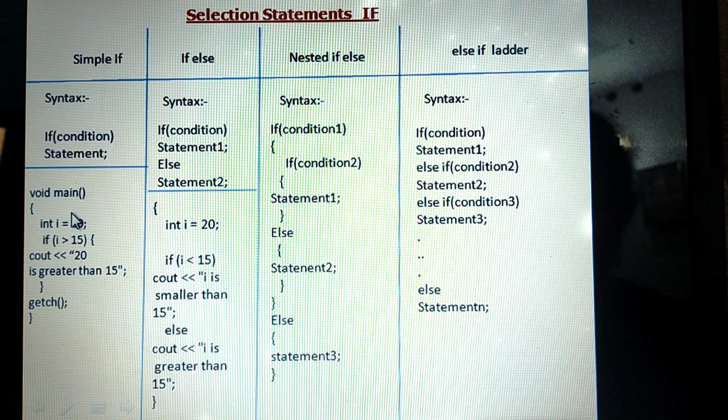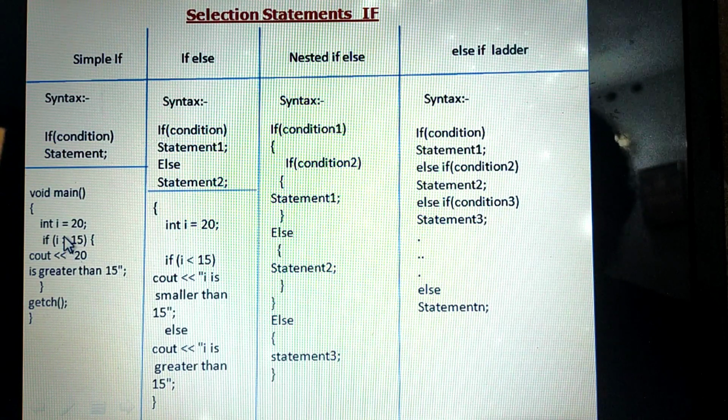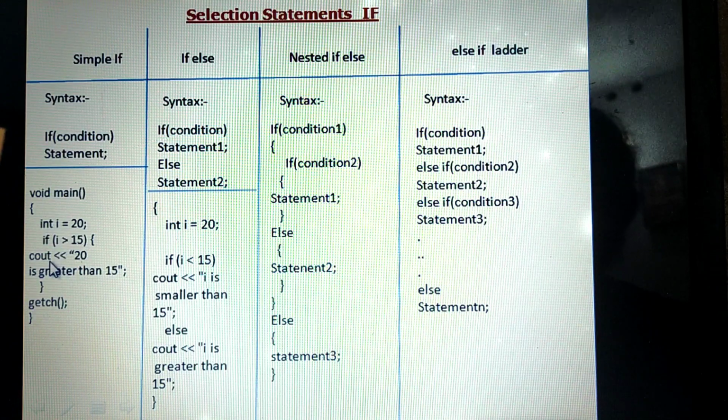Let us discuss an example of the simple if statement. Here we assign the value of i equal to 20. The condition is whether the value of i is greater than 50. In this case, the condition is true if the value of i is greater than 50, and then the statement which follows if will execute. What is the statement here? cout, 20 is greater than 50.